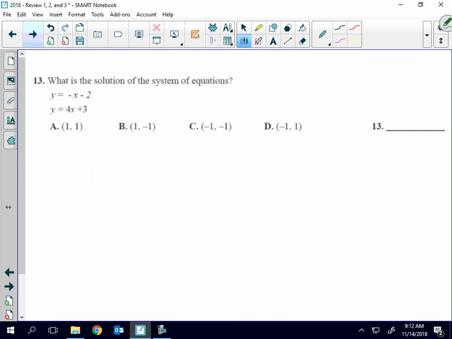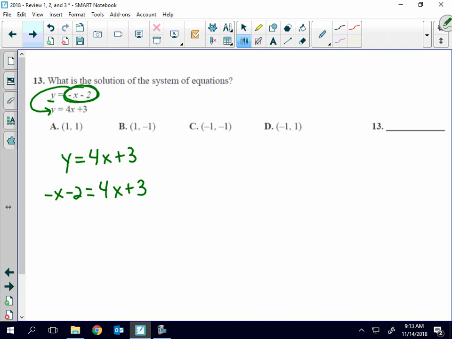One more like that. Same thing. This one says y equals this stuff. So I'm going to plug that in for y here. So when I rewrite this bottom equation, let me write it down first. When I rewrite this, instead of y, I want this negative x minus 2. So here's y, so I'm going to put negative x minus 2 equals 4x plus 3.